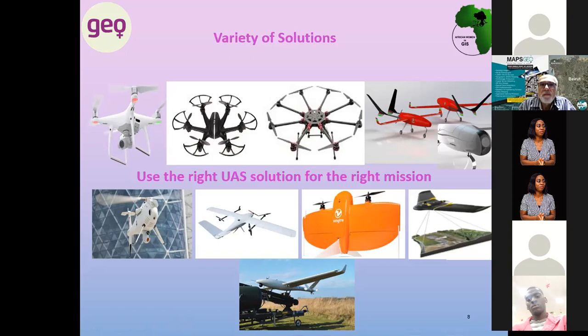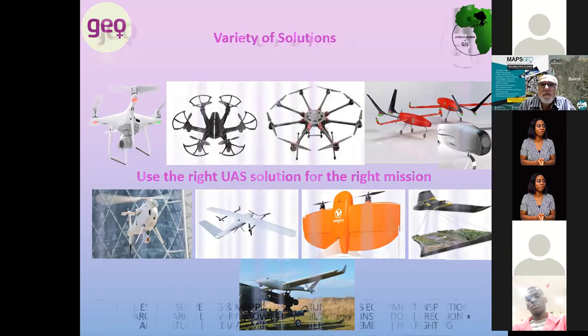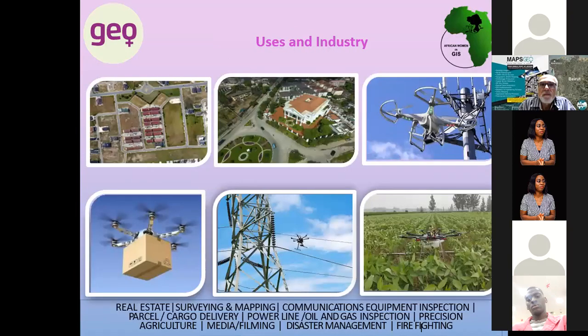We call them VTOLs, vertical takeoff and landing. And they also have considerable endurances. The drones below that I show here are what we call fixed-wing VTOLs, that is vertical takeoff and landing. And then I'd like to discuss some of the uses and the industries that we can apply the drone technology to.